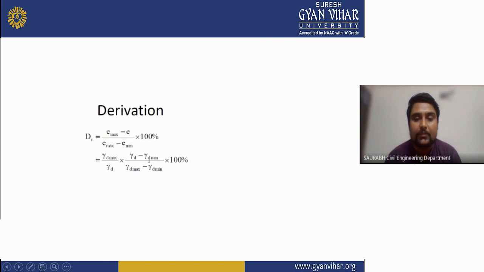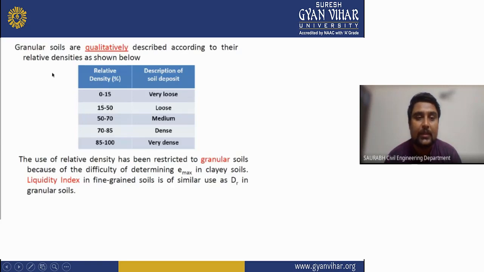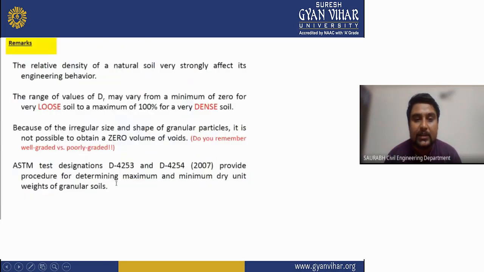Now we will see some derivation. You can solve this derivation using this formula. Granular soils are quantitatively described according to their relative densities, which is shown below. As you can see, the relative density is given for very loose soil, medium soil, dense soil, and very dense soil. The use of relative density has been restricted to granular soils because of the difficulty of determining e max in clay soil. Liquidity index in fine soil is similar in use to Dr in granular soil.